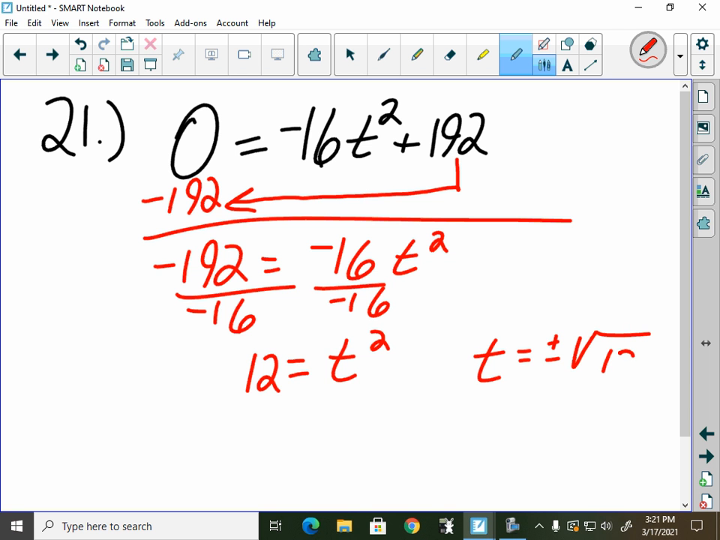But that means t equals plus or minus, what is about the square root of 12? Square root of 12 equals 3.5. 3.5, would you agree on that? 3.5, but then we want the positive time, so time is 3.5 seconds.